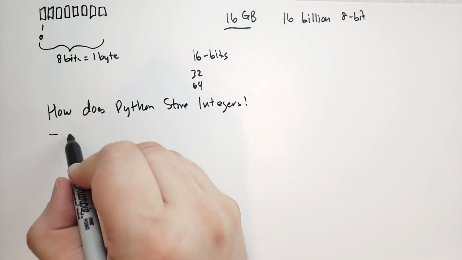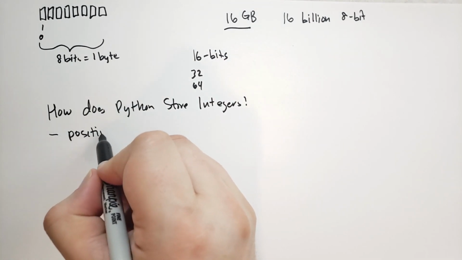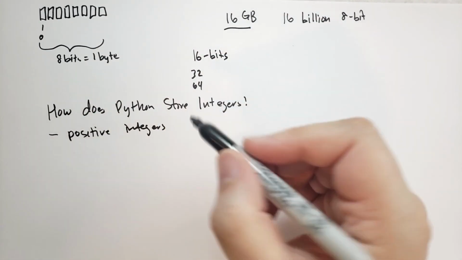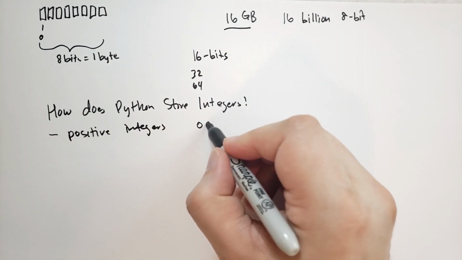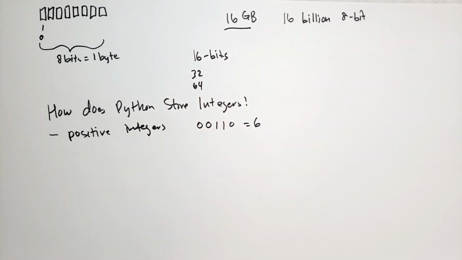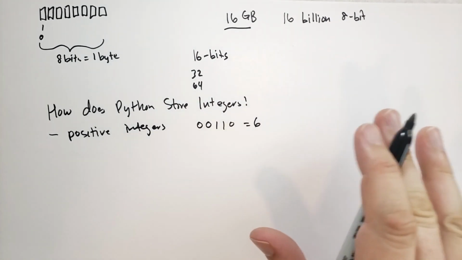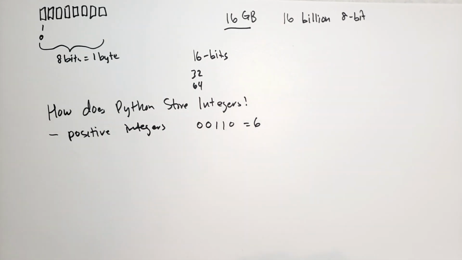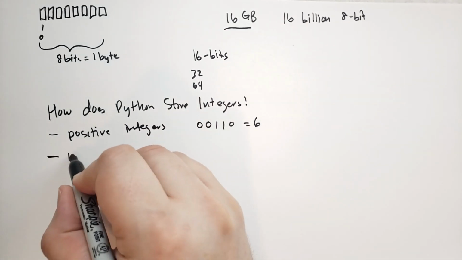I think it's rather obvious. Positive integers just use bits. So if you had this one, this one, this one, this one, this one, this would be the bit 6, right? That would be the value 6. So we just organize a region of memory, set the bits according to binary, and there you go. There's your positive integer.